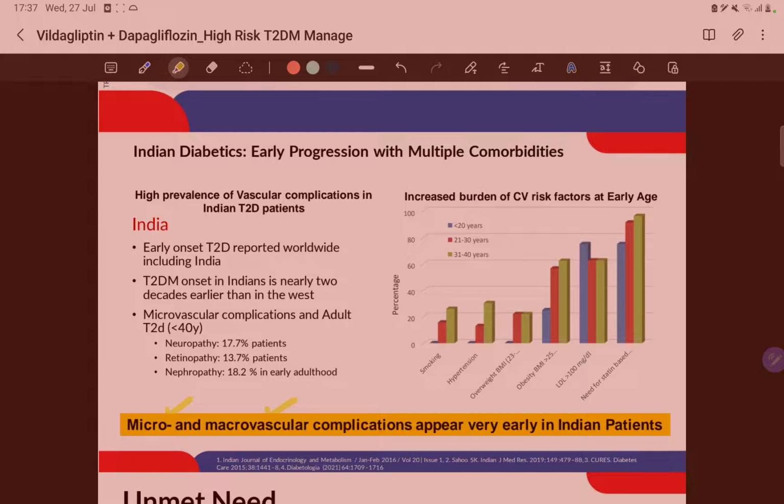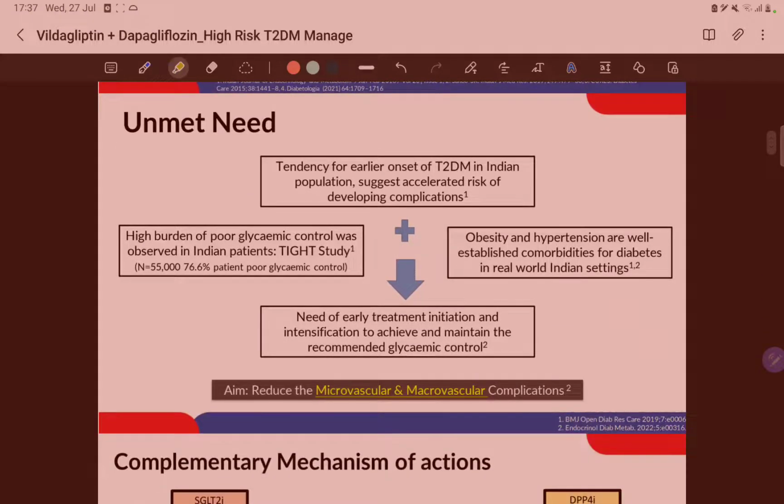We also know that there are other risk factors like smoking, hypertension, overweight, obesity, and high LDL. These all increase very much, and they are associated with diabetes, and overall it leads to the metabolic syndrome. So what is the unmet need, right? The tendency for earlier onset of type 2 diabetes in the Indian population suggests an accelerated risk of developing complications.